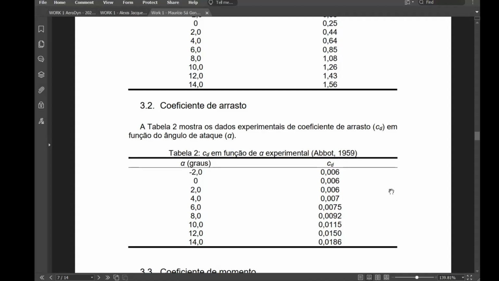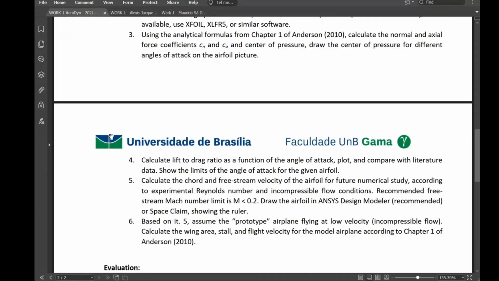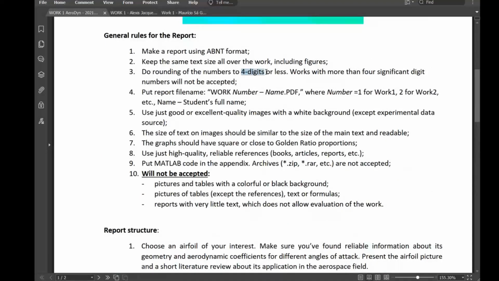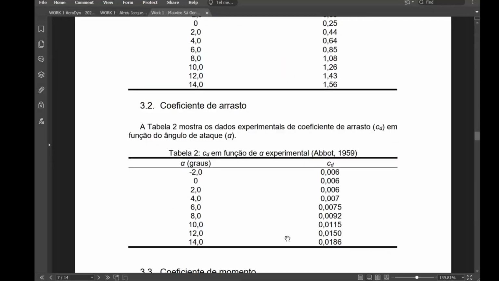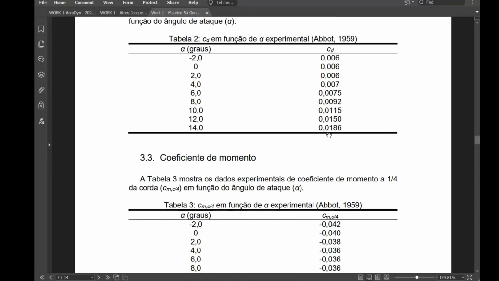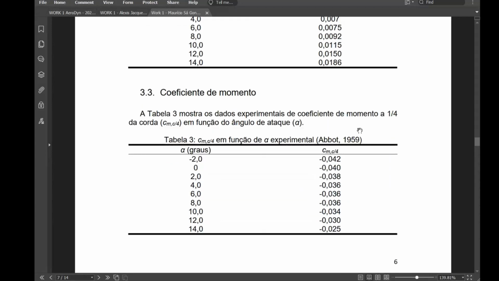As I already told you, it's always good to make rounding of numbers. And I expect you to have 4 digits or less in your report. Please keep in mind that we do not need long numbers in representation. Here it has five digits, but because values are small, in this case it could also be written not in floating point, but in engineering units like 1.86 times 10 to the minus 2. It makes this value shorter, but in general it's okay.